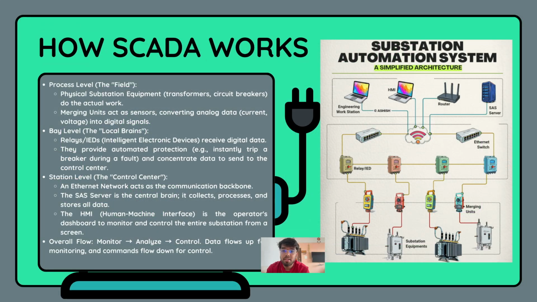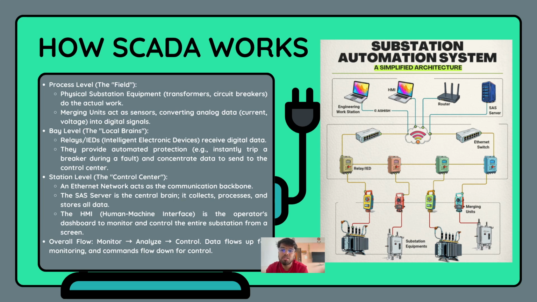To understand SCADA better, let's take an example of substation automation. At the process level, which is also called the field level, equipment like transformers and circuit breakers do the actual work. And sensors known as merging units collect values such as voltage and current and convert them into digital signals. At the bay level, intelligent electronic devices, also called IEDs, receive this data and act like local brains. For example, if there's a fault in the system, the IED can immediately trip a breaker without waiting for human action. They also send processed data further to the control center.